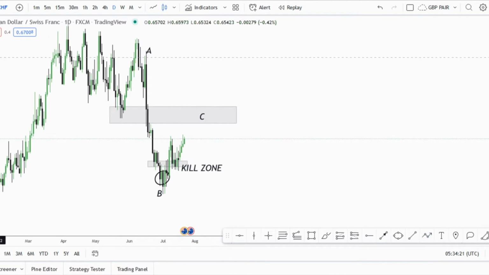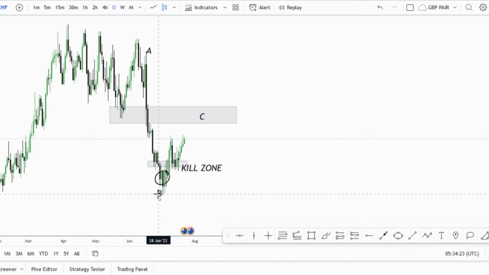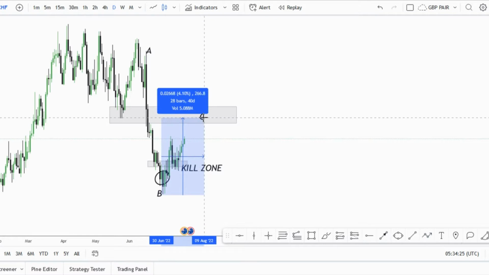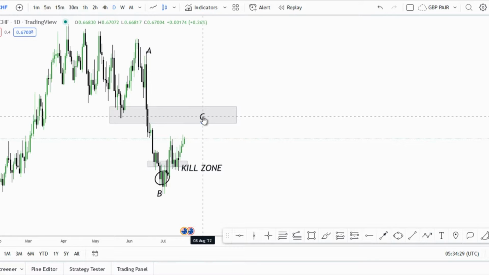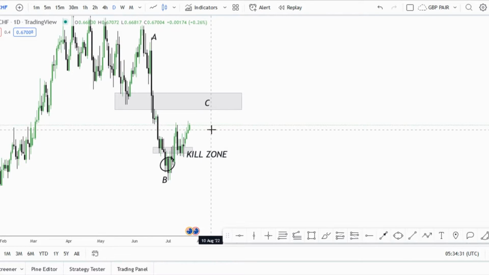Now, just from point B to point C, we are having about 250 pips. Okay, you can trade in between and get something there, but you just have to know. That's why you have to understand these things: where the market is moving to, the direction of the market.